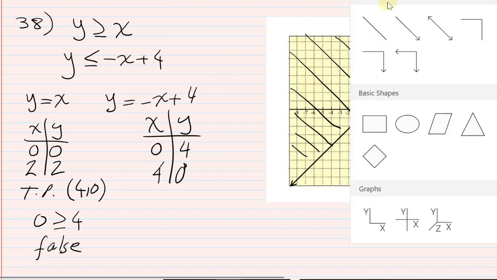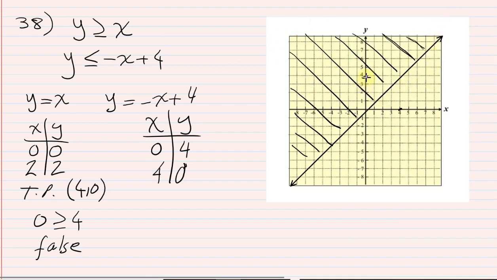So I'm going to grab my auto shapes and go here, and then the other side of that is 4, 0. There. And again this line goes through 0, 4. Okay, right there. I'm going to make that a red line, a solid red line.